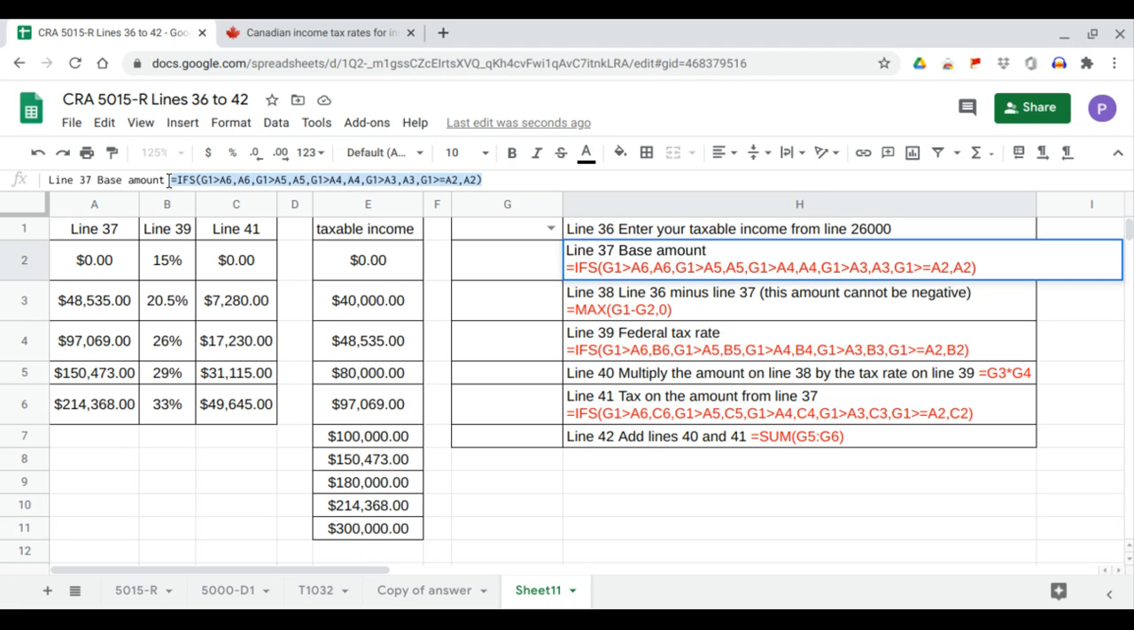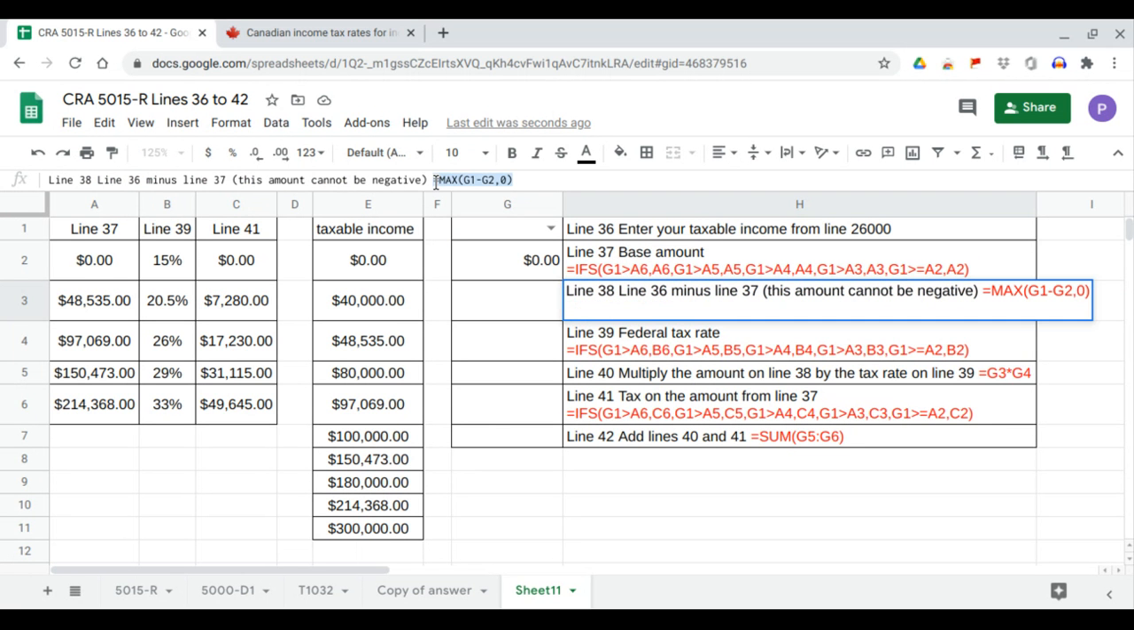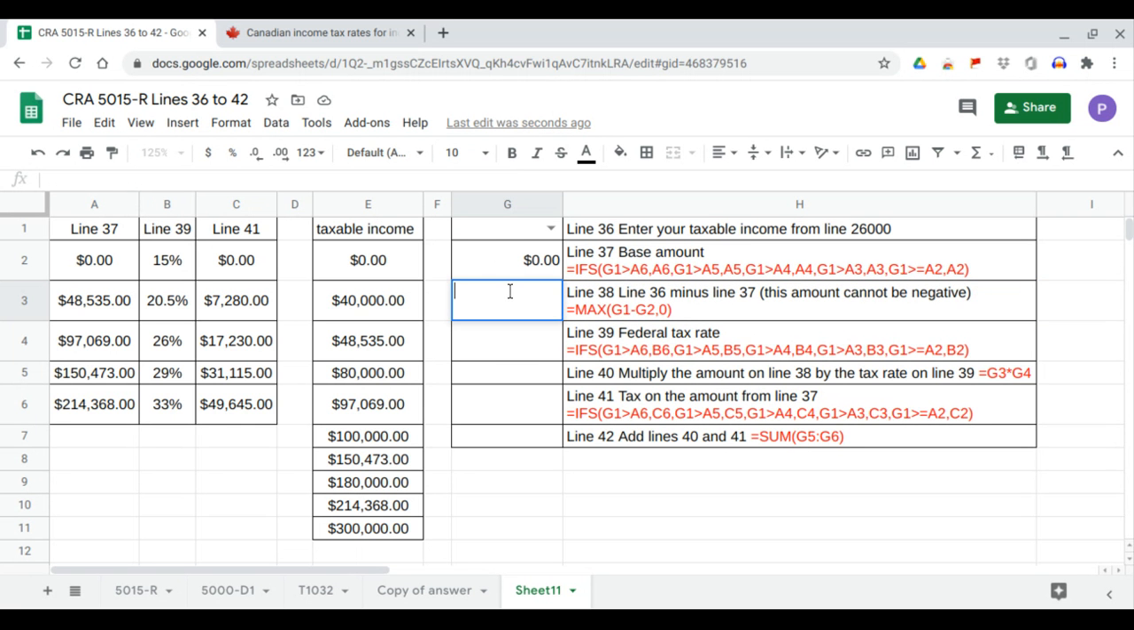So copy this, copy, and paste. Enter. Next, line 38 is line 36 minus 37, and it cannot be negative. So line 36 minus line 37. So that is this formula. The maximum of G1 minus G2. So the maximum of line 36 compared with 0, because it cannot be negative.